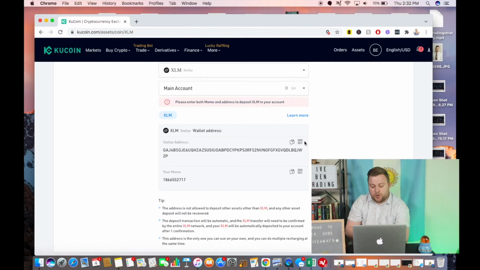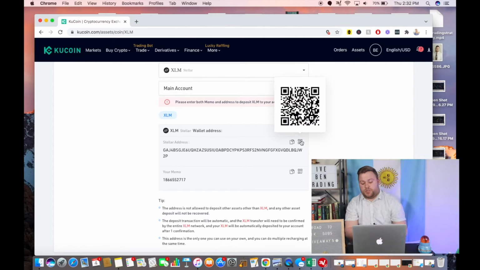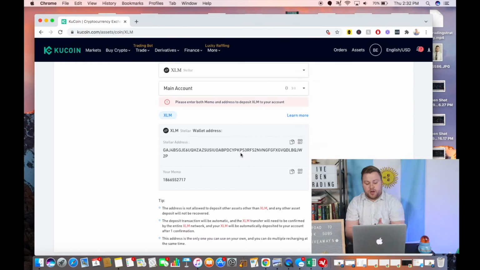You can just copy, or you can use the QR code, which is a little bit easier because you can just do it from your phone with your computer, just in case you accidentally didn't copy the right one, which could be a devastating mistake. So just make sure that you have the right one. And what I'd also recommend is when you are withdrawing or depositing, send a little test amount of like a couple bucks just to make sure that you have the right address.